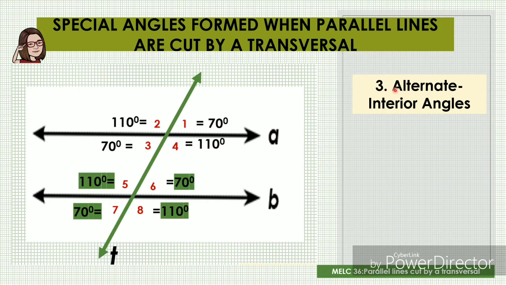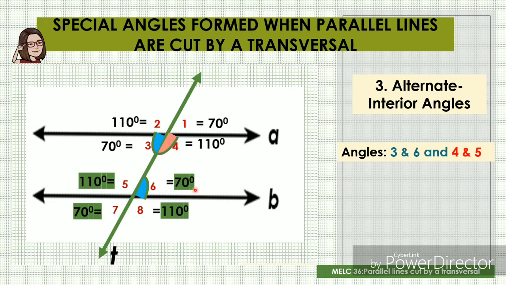The third is alternate interior angles. So, ano naman kaya itong alternate interior angles? They are angles 3 and 6. So, tingnan natin dito sa figure, 3 and 6. Both are inside the region bounded by the parallel lines, so interior. Pero, ang isa ay nasa kaliwa, ang isa ay nasa kanan, ang isa ay nasa taas, ang isa ay nasa baba. Look at the measurements. Ang 3 ay 70, ang angle 6 ay 70 rin.